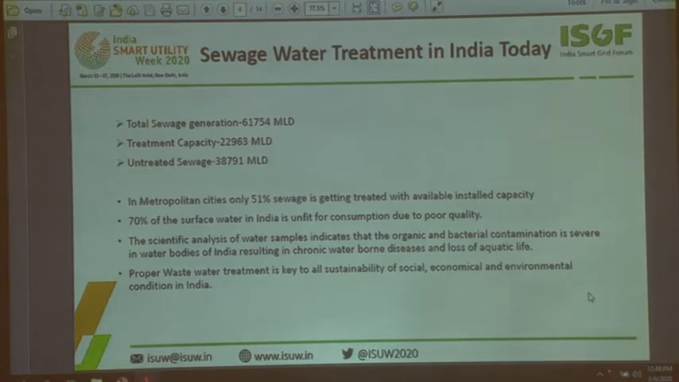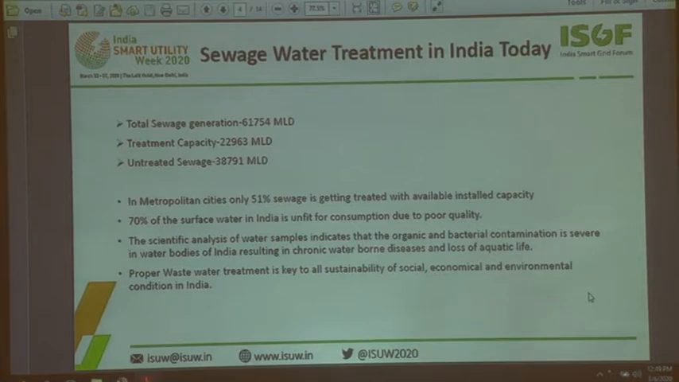As far as sewage, this we just took from some of the Government of India sites. We have total sewage generation of around 62,000 MLD in the country, out of which only 23,000 is treated. The rest is all untreated, and it is either given back to the earth or drained into running water or rivers. In metropolitan cities, 51% of sewage is getting treated with available installed capacity, and 70% of surface water in India is unfit for consumption. Just for clarity, I think this is only Class A cities, not the entire country. Metropolitan, that's right, metropolitan.